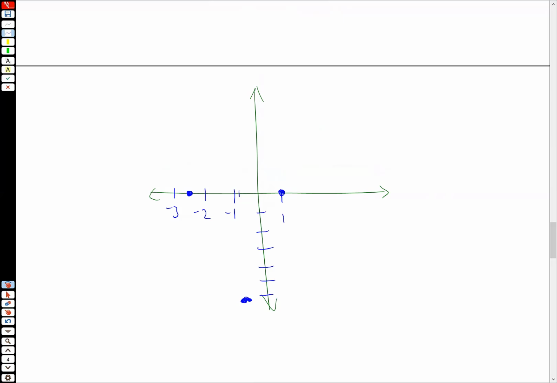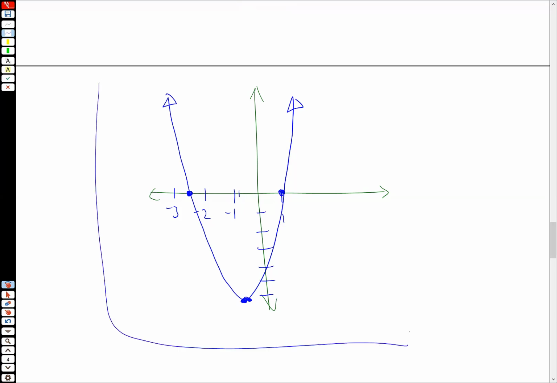Okay, and then remember, we have an upward facing parabola, which if you look at our points, that definitely looks like that's what we're getting. Ooh, let's redo that. Okay, that side was a little bit better. And there we go. We have a perfectly good sketch of our quadratic function there.